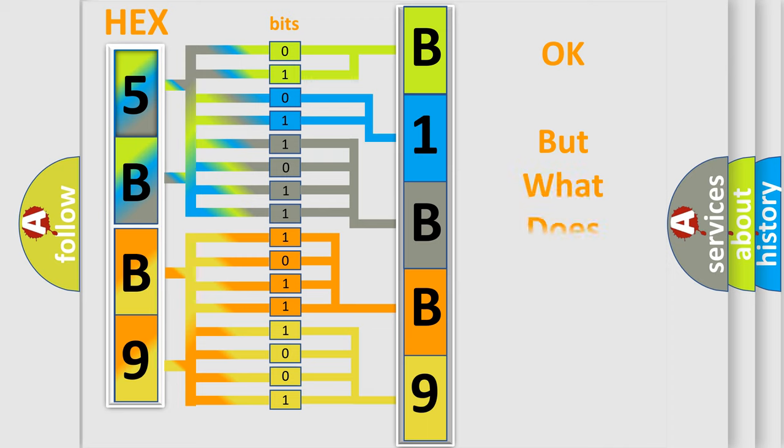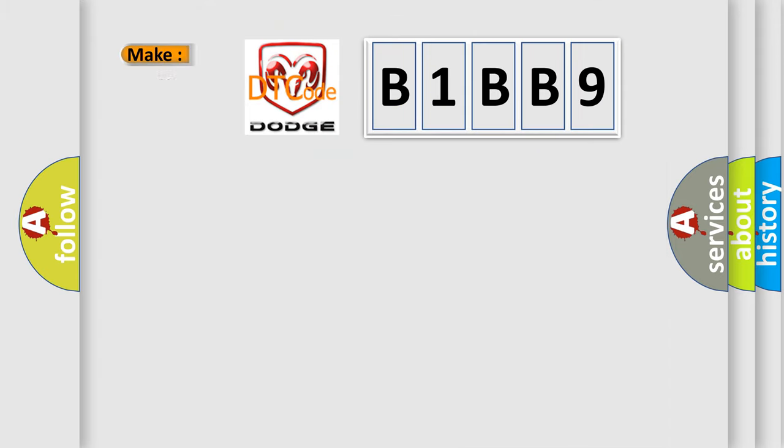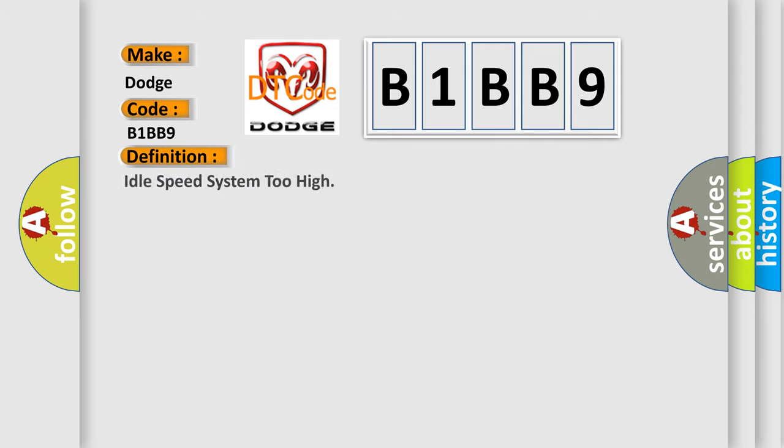The number itself does not make sense to us if we cannot assign information to what it actually expresses. So, what does the diagnostic trouble code B1BB9 specifically mean for Dodge vehicles? The basic definition is idle speed system too high. And now this is a short description of this DTC code.